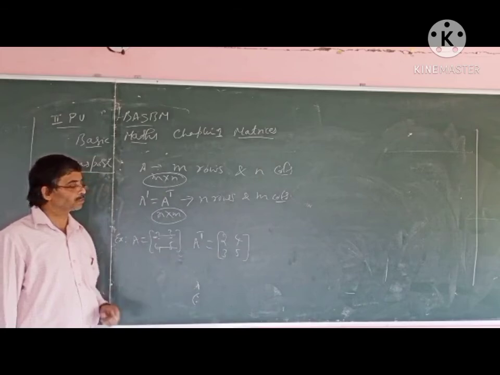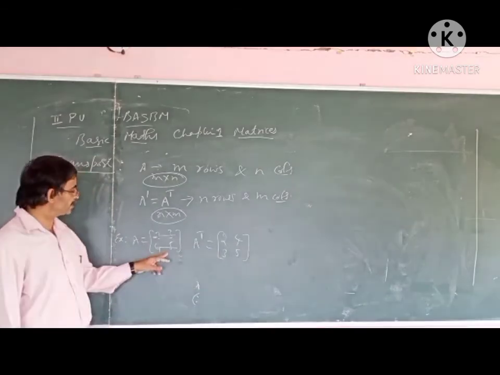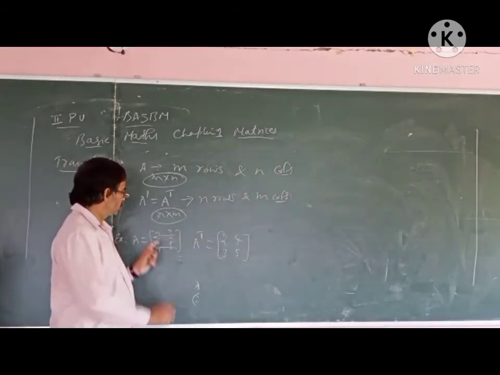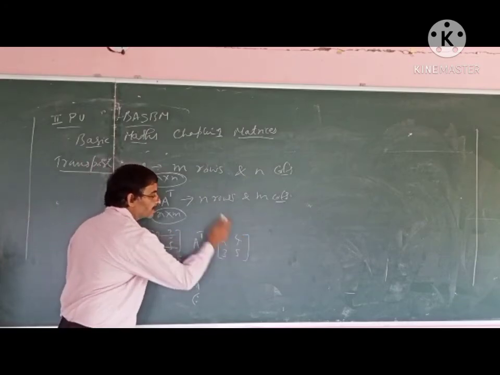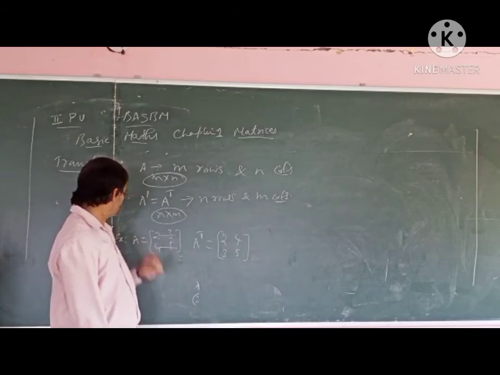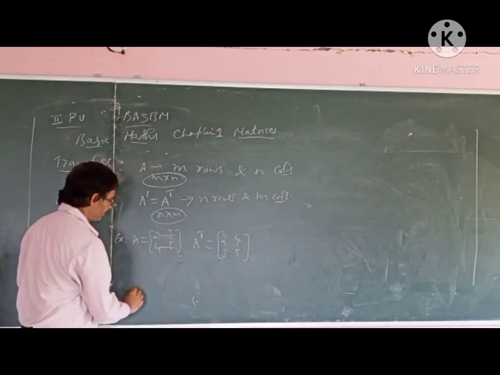This is A transpose. Here this is 2 cross 2, this is also 2 cross 2. So 2, 3, first row will become first column. Second row will become second column. This is transpose. One more example I will give you.